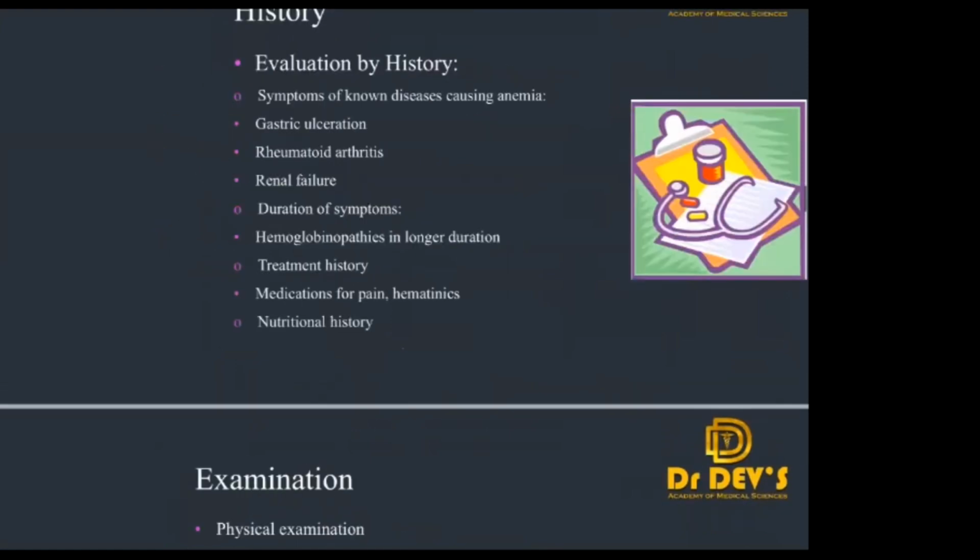What are the things we will see in the history of the patient? That is, whether the patient has any known disease that is causing anemia, like COPD, CLD, CKD, gastric ulceration, rheumatoid arthritis, renal failure, the duration of symptoms, any hemoglobinopathies, any treatment history, any medication for pain, or any nutritional history.